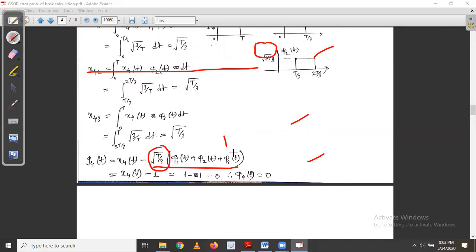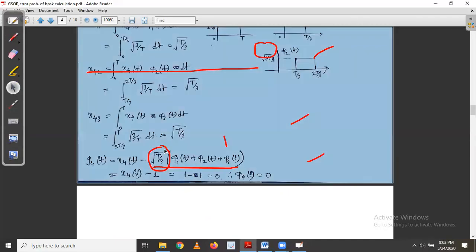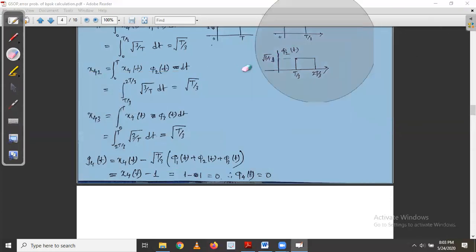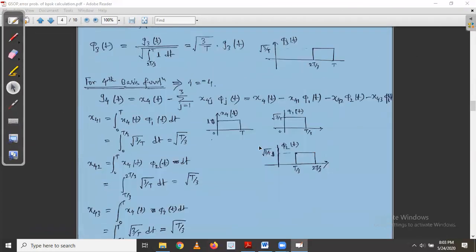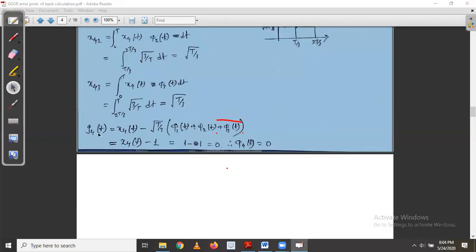This product, x40, means it is 1. Why? See, from 0 to t, the amplitude is 1. So this is also 1. 1 minus 1 will be 0. So we can say that g40 is 0. So definitely phi 40 is 0.